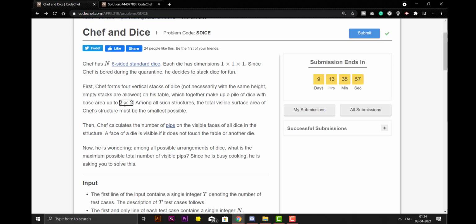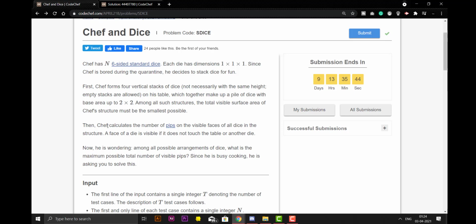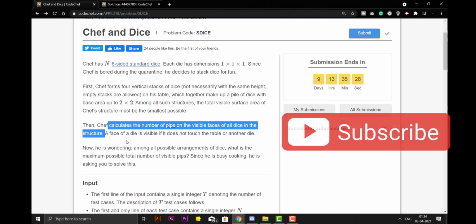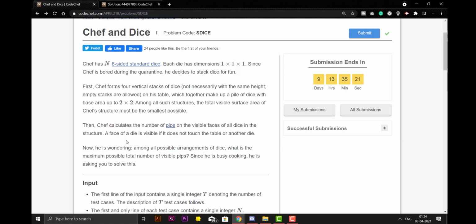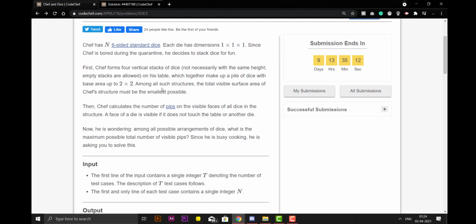Among all the structures Chef forms, the total visible surface area of the structure must be the smallest possible. So we have to keep in mind that we have to keep the surface area minimum. We have to calculate the number of pips on the visible faces of all the dice in the structure. A face of a die is visible if it does not touch the table or another die. So if you keep a die on a table, the rest of the faces would have dots, which are called pips here. So you have to count the maximum number of dots, keeping in mind the other dice if present. So we have to keep the total surface area small and the maximum number of pips.